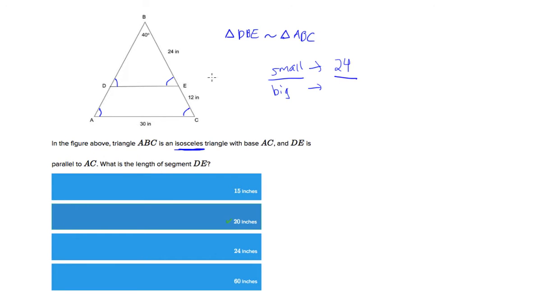The same side, the corresponding side of the larger triangle is this entire thing right here. 24 plus 12 is 36. So I'm going to use that as my first ratio in terms of comparing these two things. The right side of the small triangle over the right side of the big triangle.